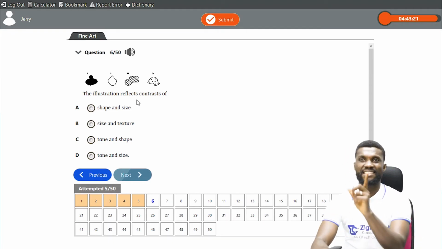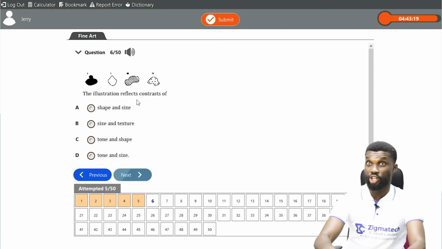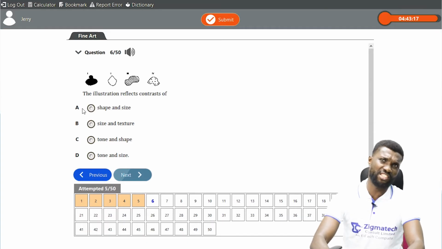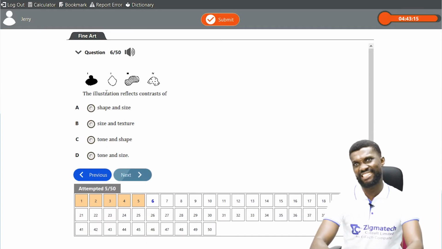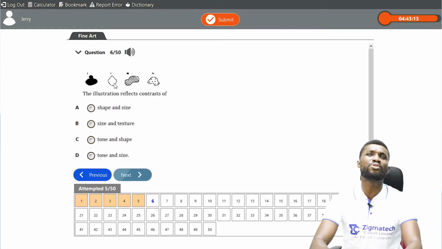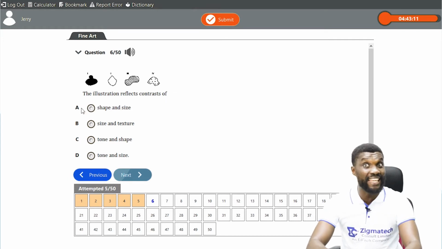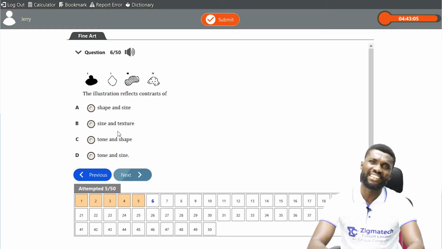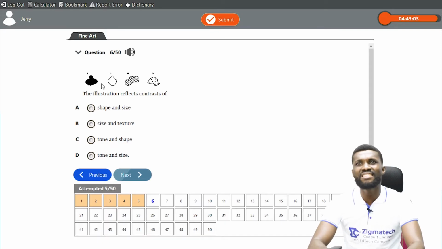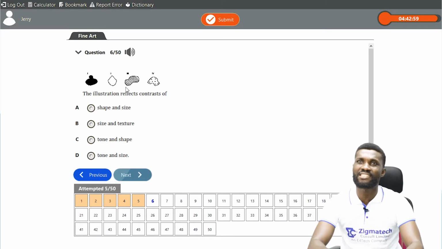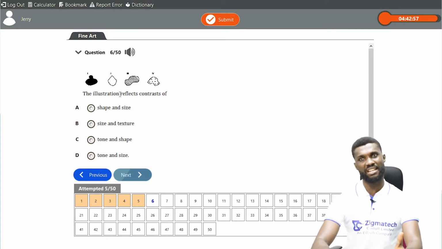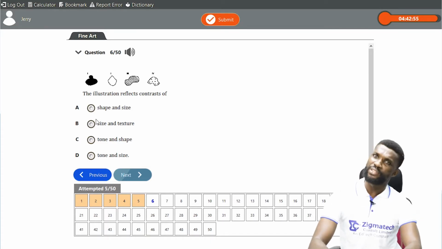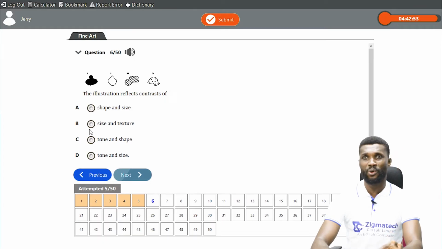A, shape and size. If you look at the illustration, does it reflect shape? Yes. Size? Not really, because they are almost the same size. So therefore, A is out of the game. Now let's look at B. Size and texture. Size, not really, the sizes are similar. Texture, okay. So let's just keep B apart because B is somehow close, it's confusing.